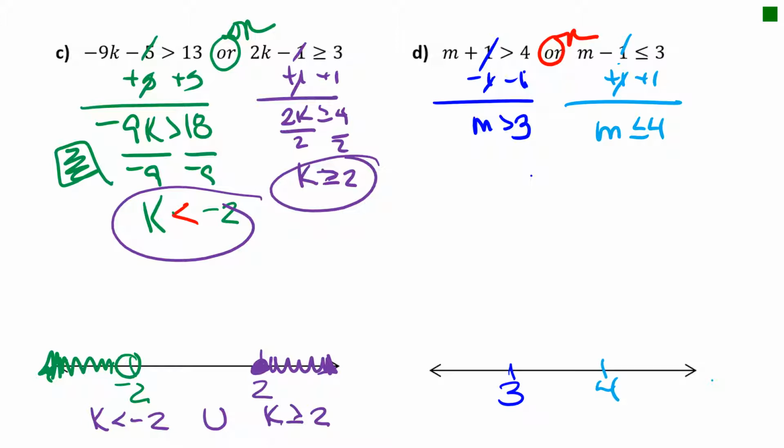M greater than 3. Open circle, greater, big mouth. Big goes to the right. Just plow through that 4 right now. I don't even care about it. Less than, little point, closed circle, go to the left.